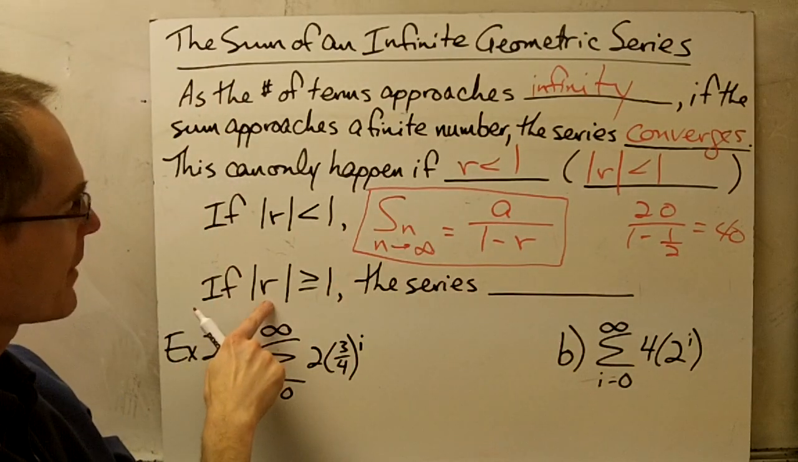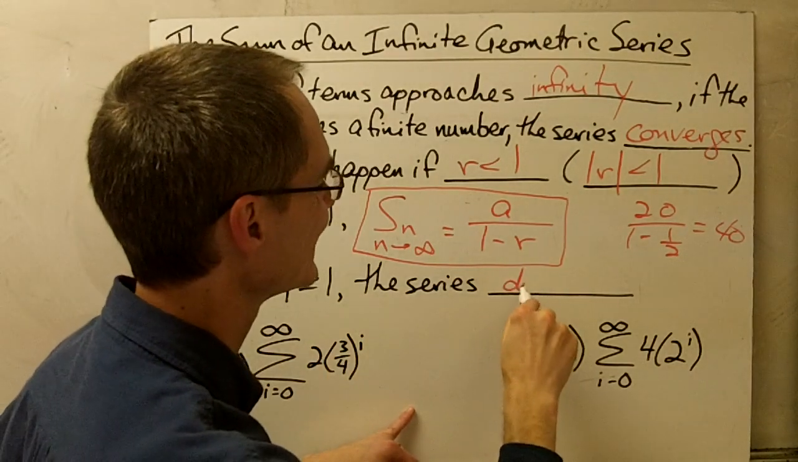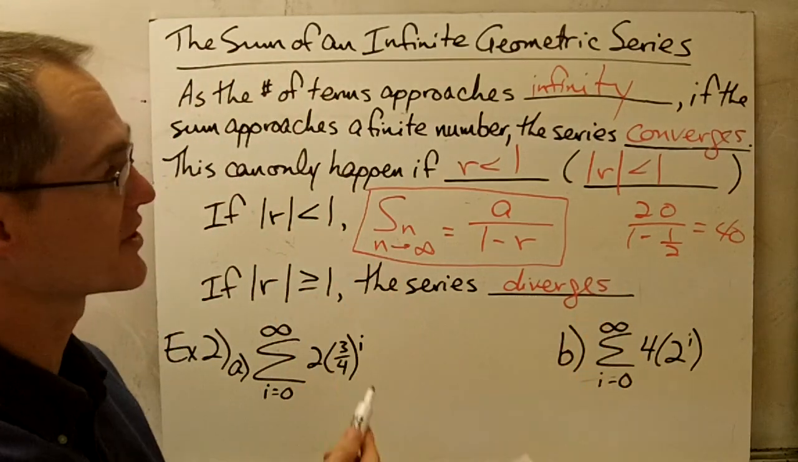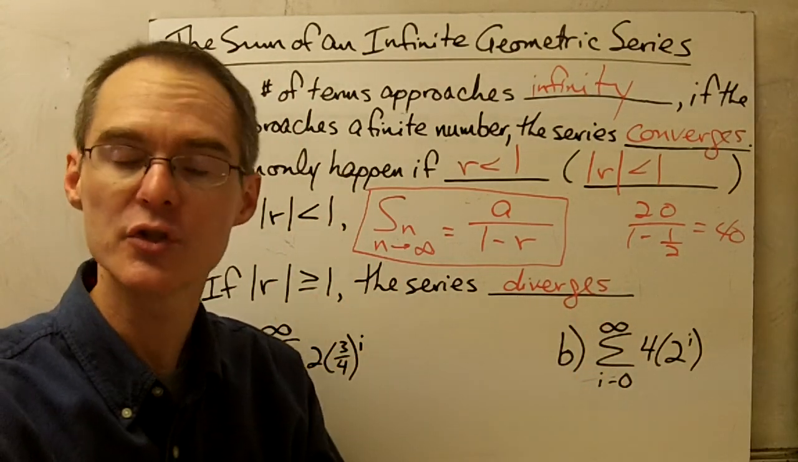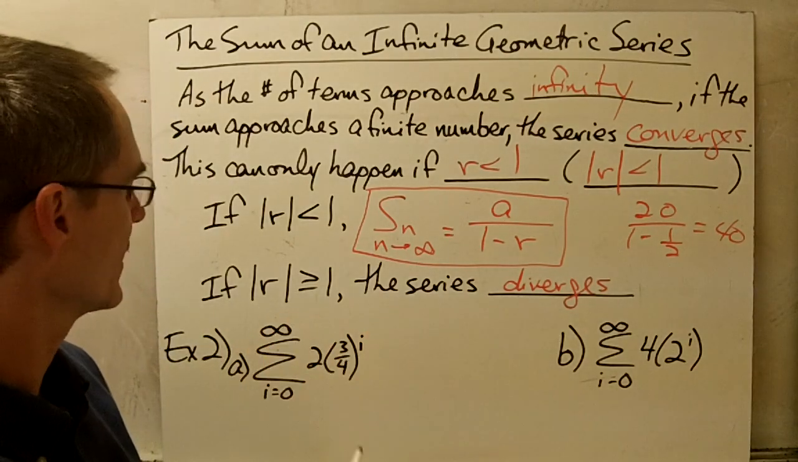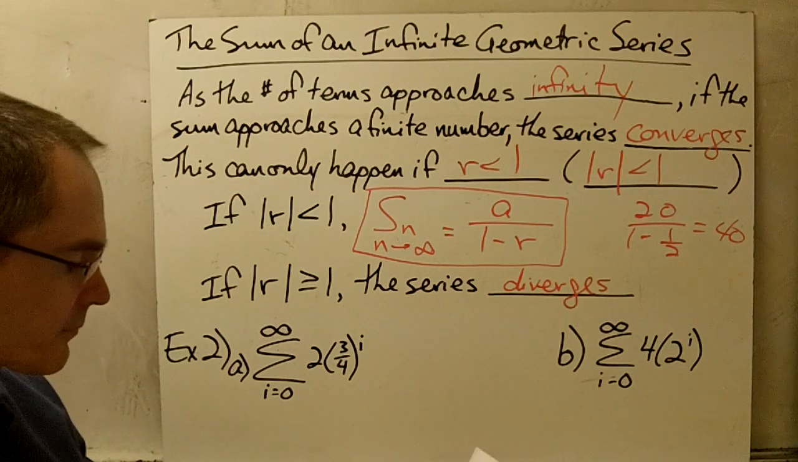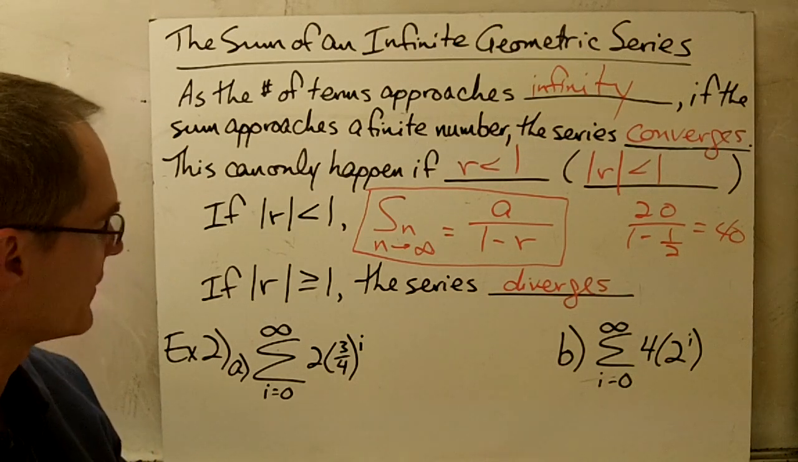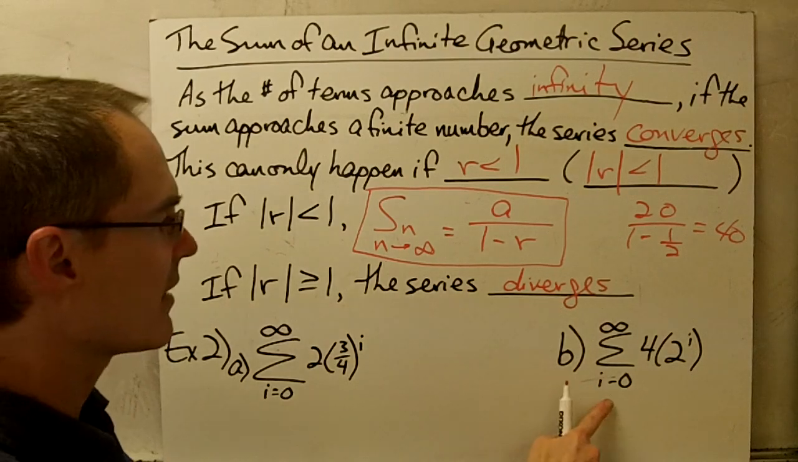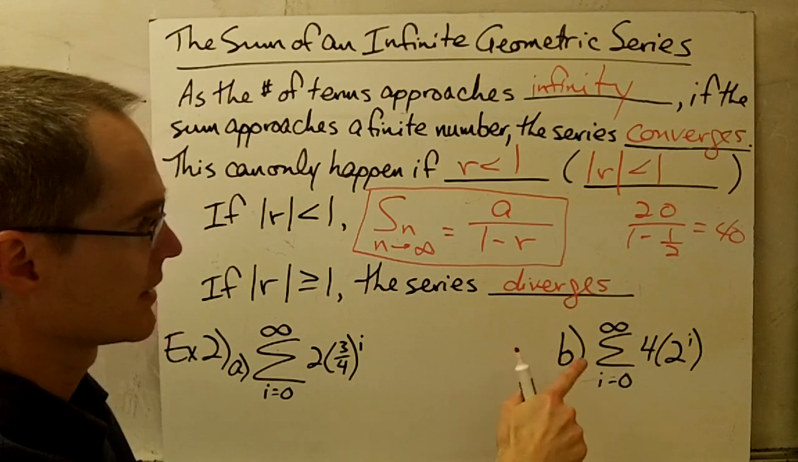If it turns out that our common ratio is greater than or equal to 1, then we say the series diverges, in which case the sum does not converge to a single number. It just keeps getting larger and larger, so we don't have a formula for that. So let's take a look at this example 2 here. It says, if possible, evaluate the sum of each geometric series. So I can see in each one of these I have an infinite geometric series.